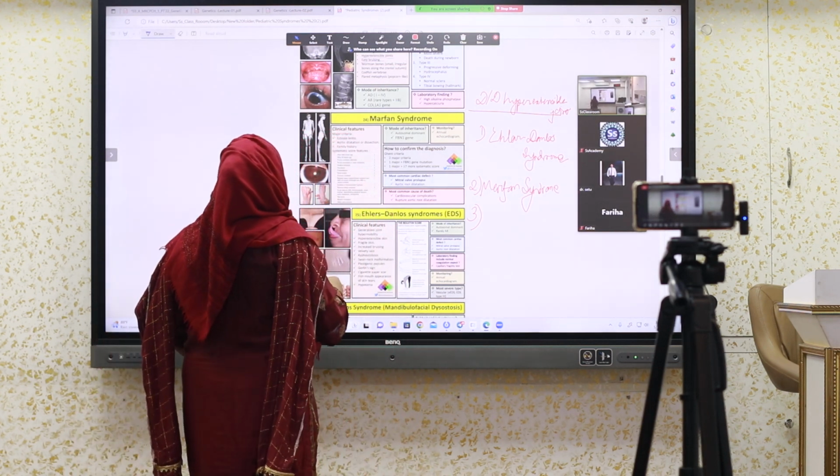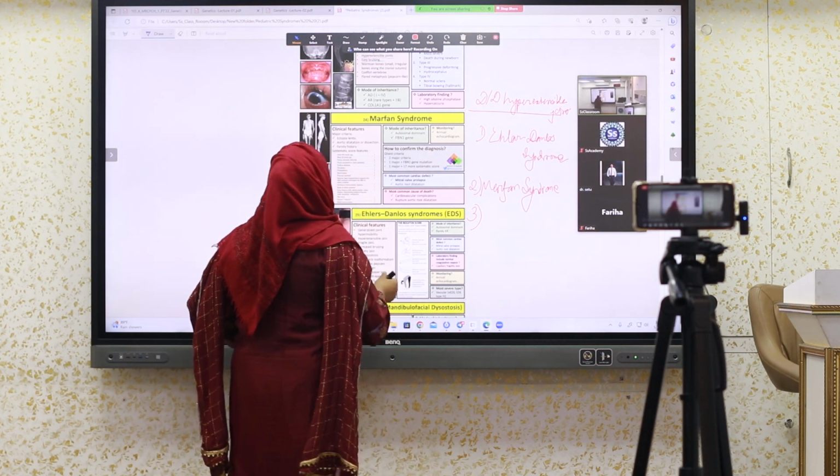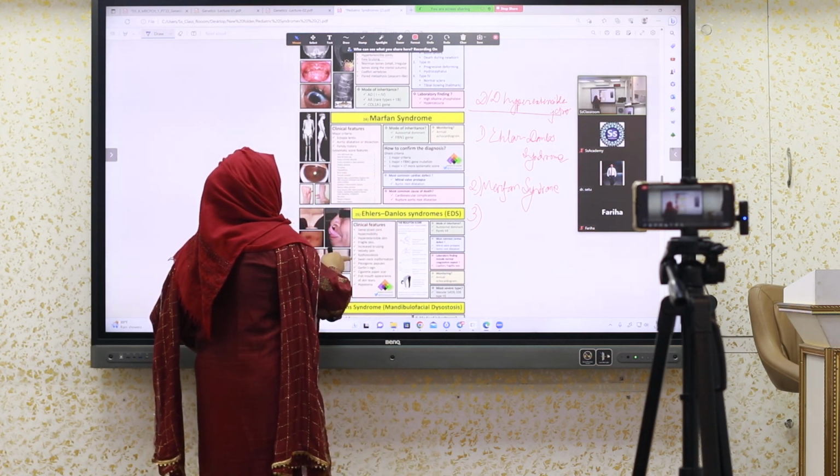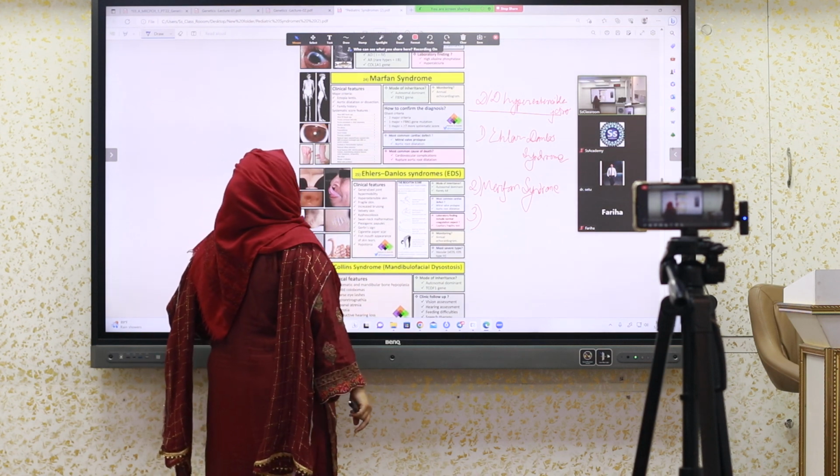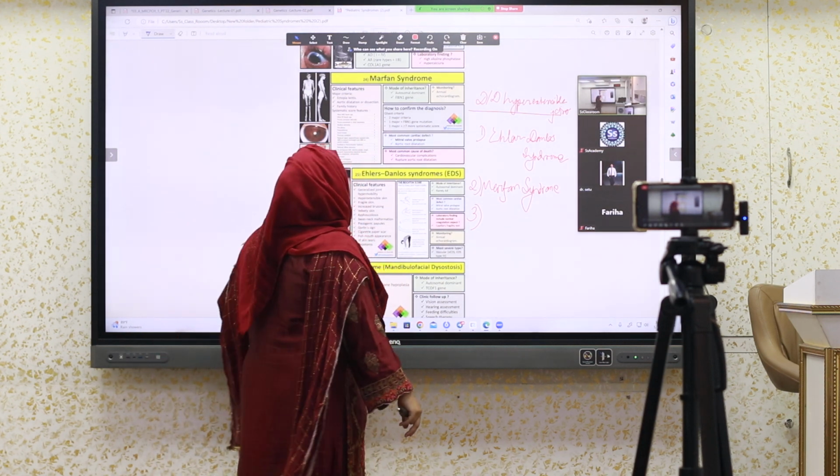And if you are asked about the facial features, the child could have a dolichocephalic head and downward slanting of the palpebral fissure, micrognathia, though it's not very common, retrognathia, sorry, not micrognathia, retrognathia.